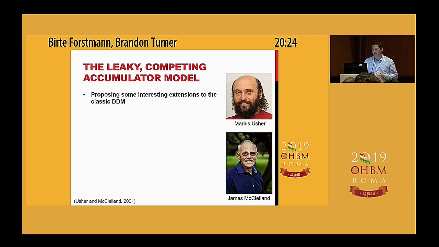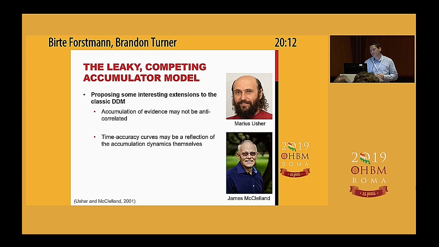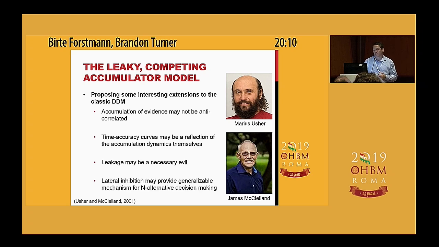Now, one good instantiation of this that was pretty concrete was the leaky competing accumulator model that was already mentioned here. So it basically extended classic models of decision making by asking a couple of questions, making different assumptions here. So one is that the accumulation of evidence may not necessarily be anti-correlated as it's represented in diffusion models. And there are a number of different things. So we know that neurons exhibit leakage. They also exhibit local and global kinds of inhibition. And so they really took the biology of neurons seriously in developing this cognitive model.